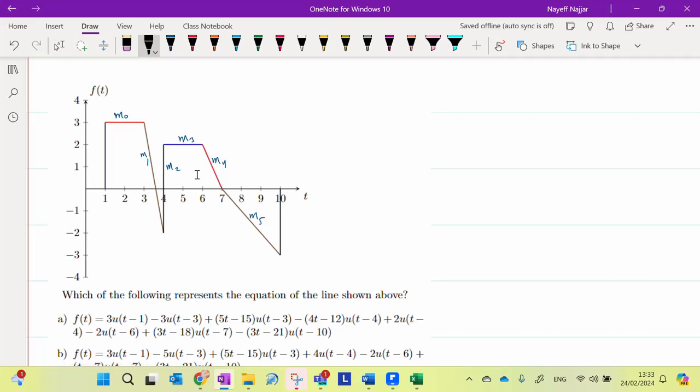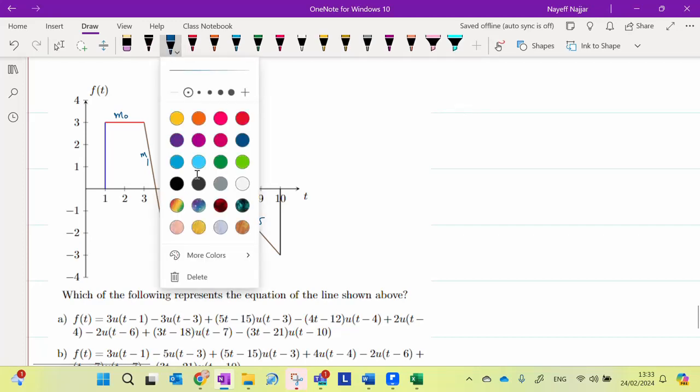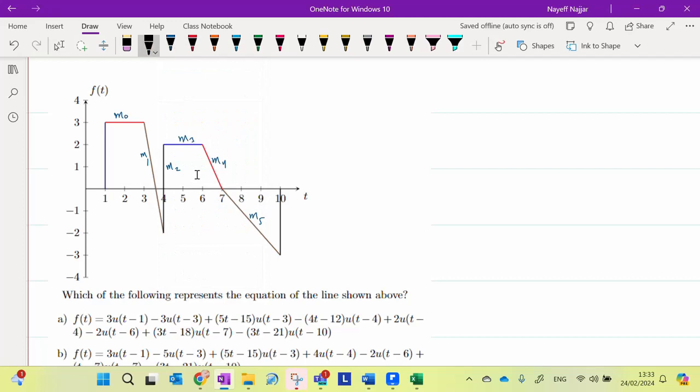Let's do now the same thing. Horizontal lines have a slope of 0, so let me have here, what do I have? I have I, and then mi, and then ti.